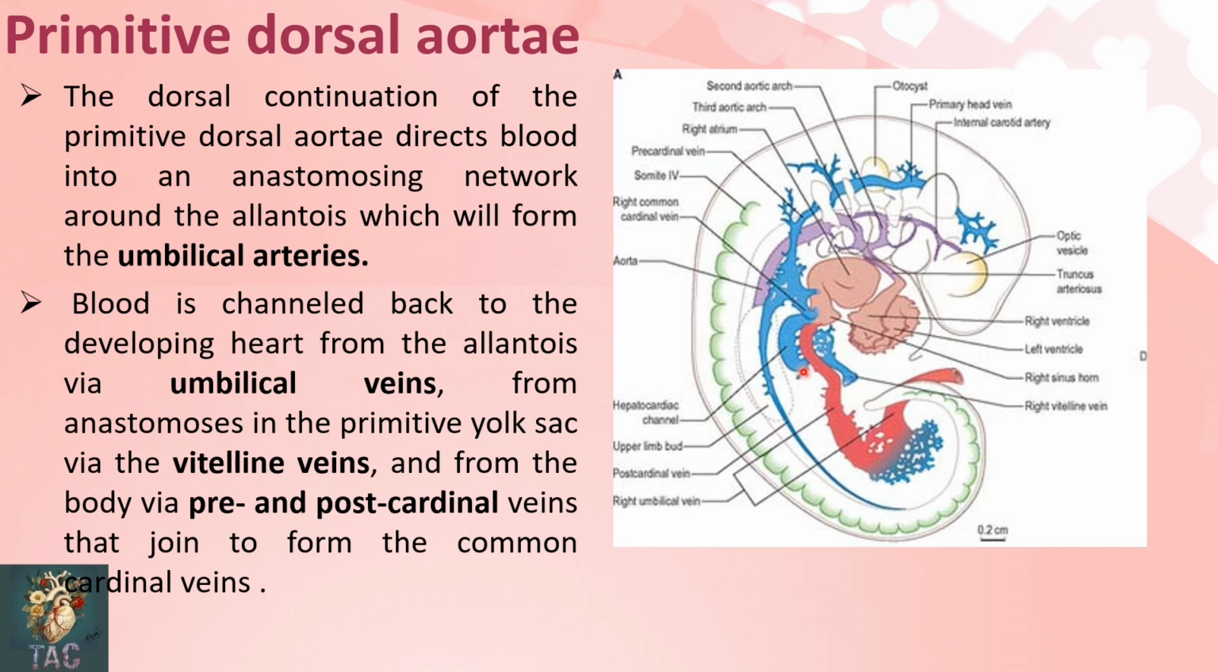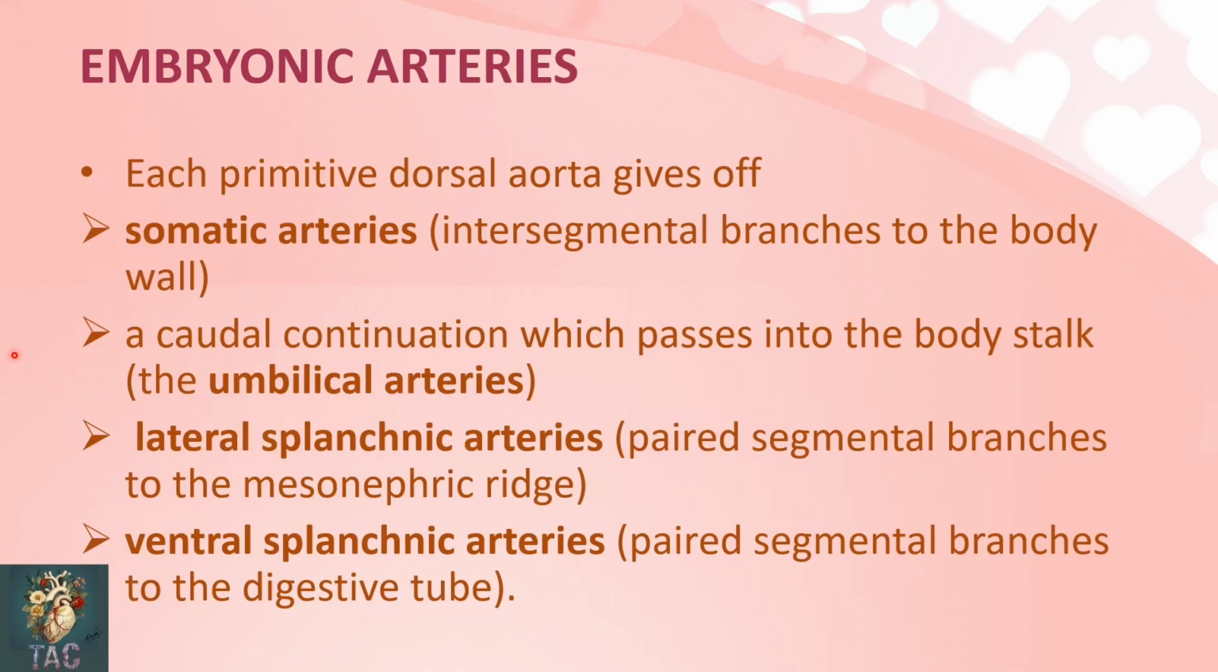This one is the vitelline vein, the right and the left vitelline veins, returning the blood to the heart, and these are the umbilical veins, the right and the left. So the three veins, the umbilical, vitelline, and pre and post cardinal veins, are the channels through which blood is returned back to the heart. So first of all we will do the embryonic arteries.